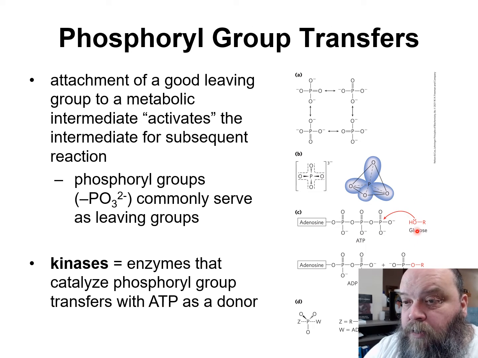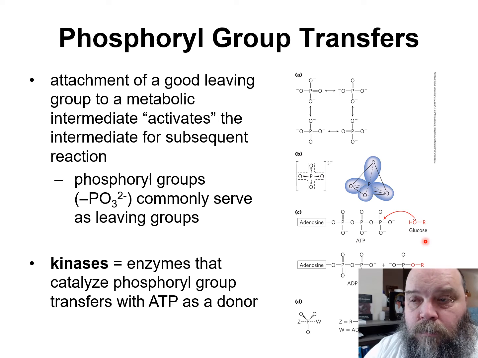So this hydroxyl group on glucose, this is the nucleophile. The adenosine diphosphate, that's the leaving group. That's what's released, no longer used by the kinase.